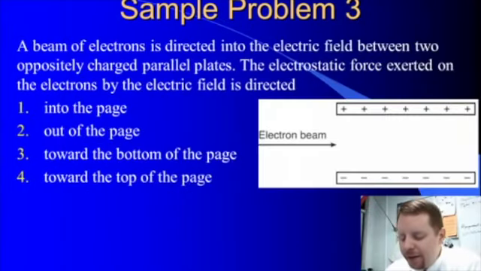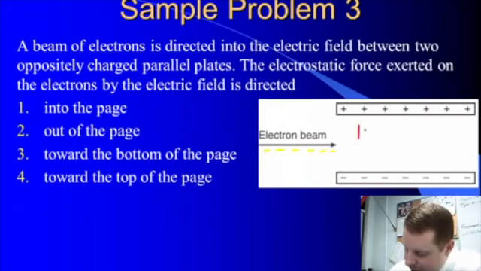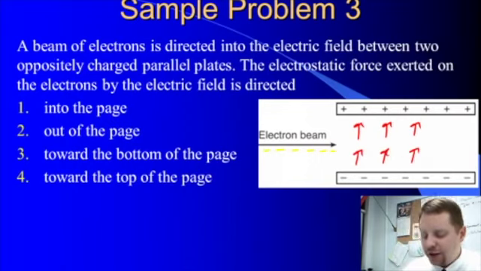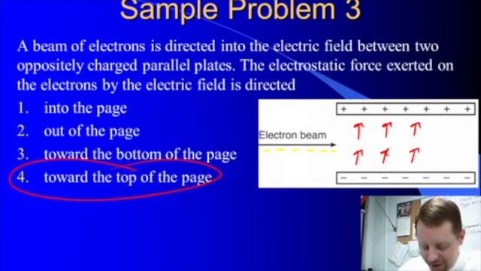Another one here, we have a beam of electrons. So a bunch of electrons, negatively charged particles, is directed into the electric field between two oppositely charged parallel plates. The electrostatic force exerted on the electrons by the field is directed... Well, if we've got positive charges toward the top, the electrons are going to feel a force toward those, an attractive force. So they will feel a force in this direction due to the top plate. Now, due to the bottom plate, there's a negative charge. Negatives will repel a negative, so that's also going to push the charges toward the top. So overall, it will feel a net force toward the top of the page. Answer number 4.